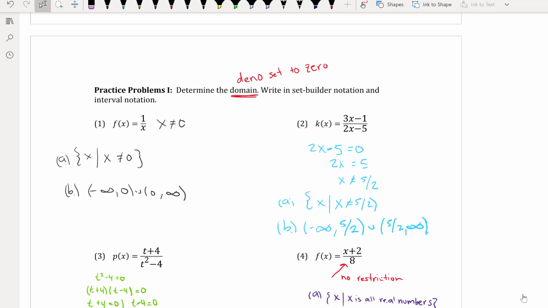So the practice problems, remember the domain, we want to set the denominator equal to 0. So for problem number 1, I just have an x in the denominator. So the only number that's going to make that undefined is if that number were 0. So x equal to 0 is undefined. So that's the only bad point. So we have our set builder notation and our interval notation. For problem number 2, again, we set the denominator equal to 0. When we do that, we get 5 over 2. So I have my set builder notation and my interval notation.